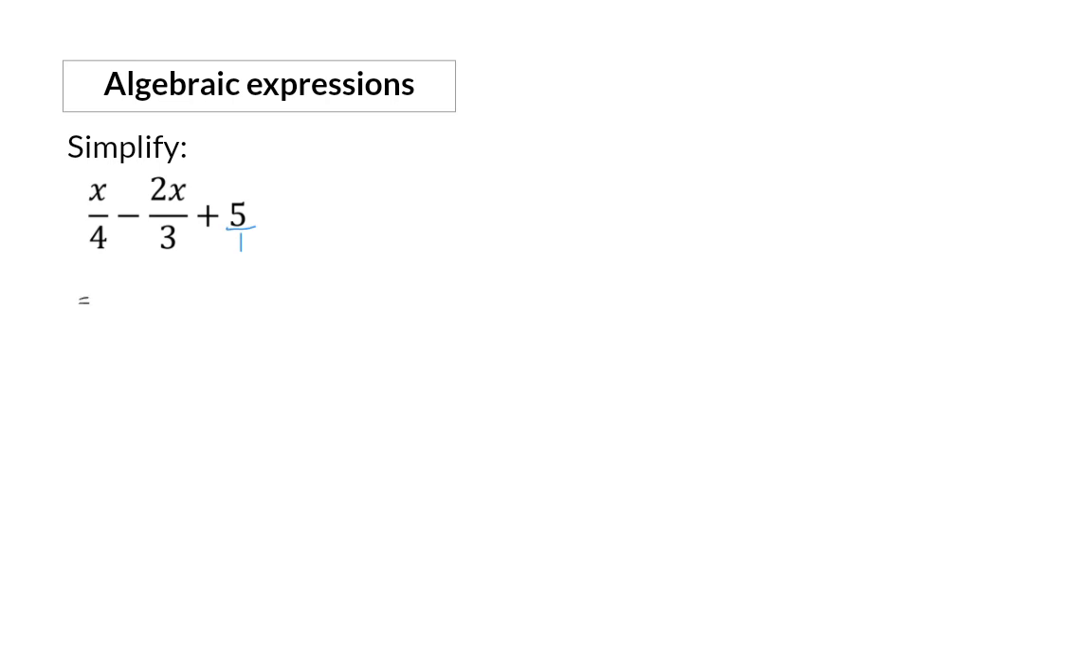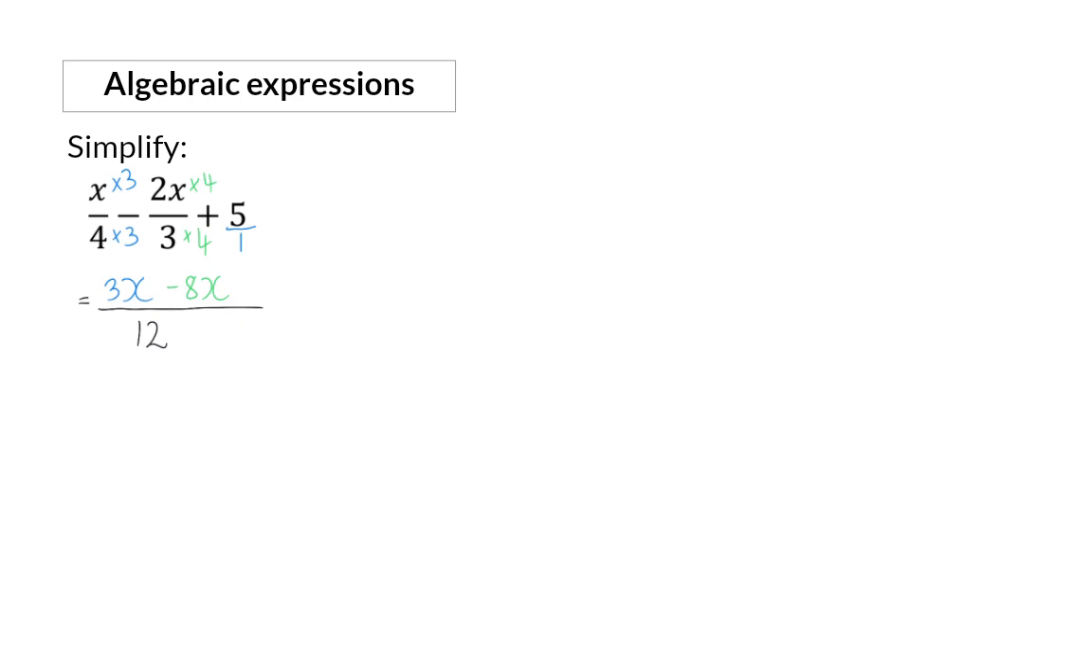In our case, we are focusing on 4, 3, and 1, which have a common denominator of 12. The next step is to change every single fraction to fit this denominator of 12. So my first fraction, the denominator still had to be multiplied by 3 to get 12, and now we have to repeat that in the numerator, and that will give us 3x. The same happens with our second fraction, which has a denominator of 3 and should be multiplied by 4. If we repeat that in the numerator, we will get minus 8x.